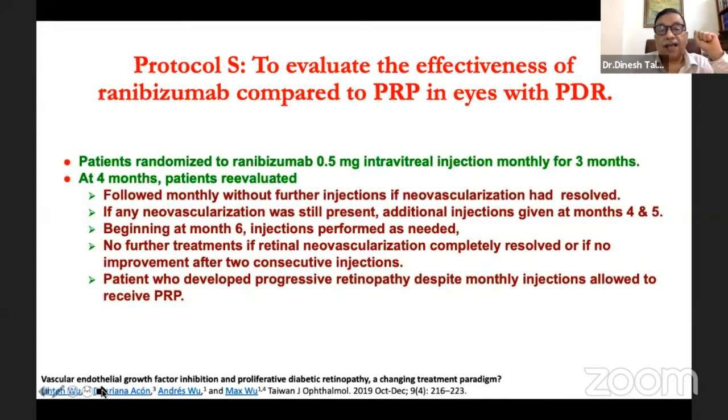Protocol S actually evaluated the effectiveness of ranibizumab compared to PRP in patients with PDR. In this, one group of patients was randomized to receive ranibizumab monthly for 3 injections. At month 4, they were evaluated again to see whether the neovascularization had recovered. And if it was still present, additional injections were given. And then from month 6 onwards, injections were given as required. If no neovascularization was there, it was not given, or if it had reached a stable level, then also no injections were given.